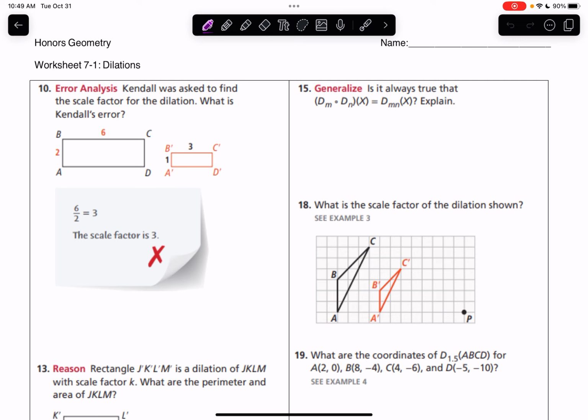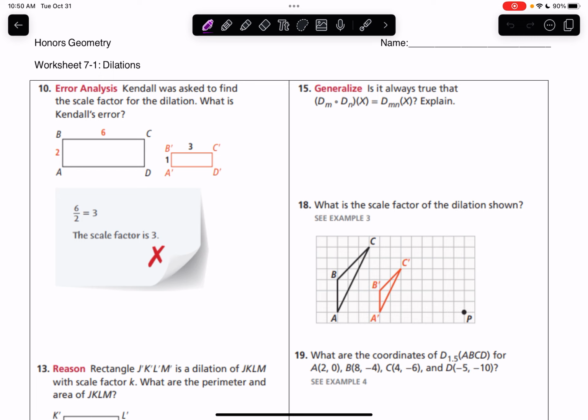What is Kendall's error? So she used 6 divided by 2, and it's 3, and she said, all right, the scale factor is 3. However, when she did her scale factor, she used 2 sides of the same rectangle. What she should have done is used one side of one of the rectangles and the corresponding side of another rectangle to find the scale factor.